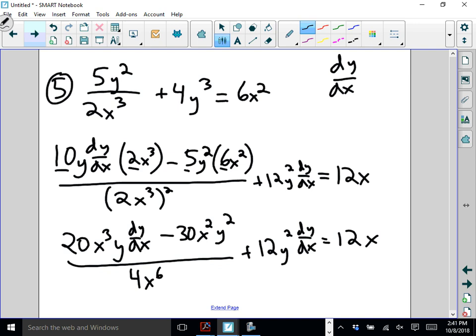equals 12x. Now what I saw some people doing today is they went ahead and just multiplied everything by 4x to the 6th. That works. However, you might make your life a little bit easier by simplifying that quotient right now.